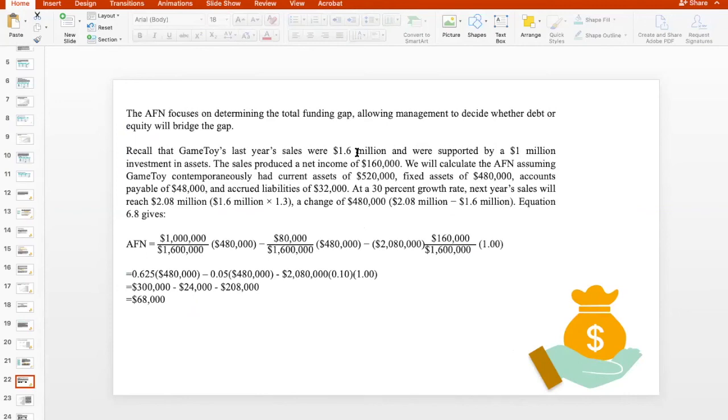Remember, the managers of game toy had the possibility to increase their sales by just 20% by retaining all their profits. Now, the managers want more than 20%. They want to reach a 30% growth rate, right?